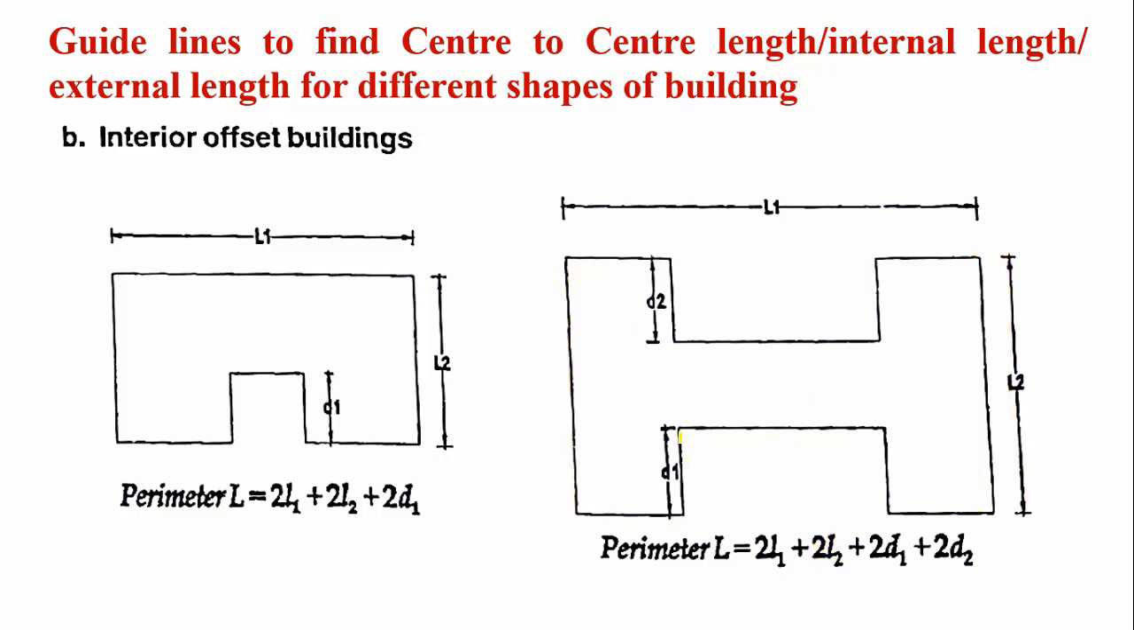Next is this vertical portion. You can see here it is D1, here it is D1. Therefore it is 2 times D1. This is D2, this is D2. Therefore it is 2 times D2. Right? If you add up, you will get the total center to center length of the building. In this way, we are going to calculate the center to center length of the building.